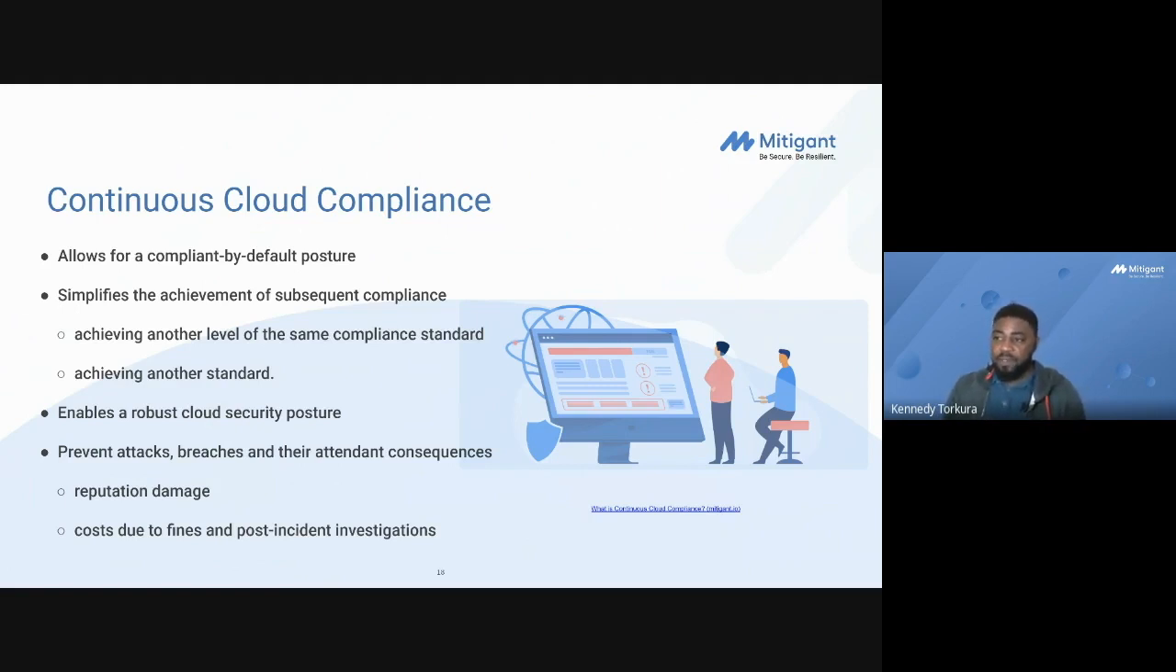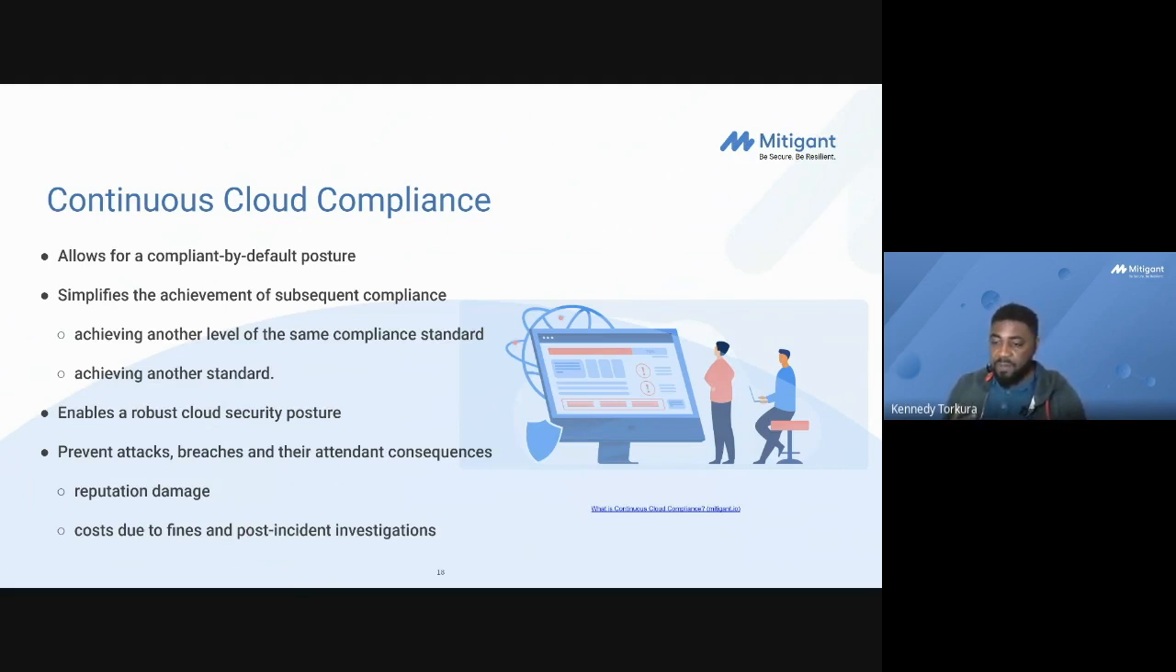So continuous compliance is aligned with the DevOps strategy that we hear today. We have continuous integration, we have continuous development, because you want to continuously deploy your applications. You want to continuously serve customers. You want to be agile, and this method of being agile is what continuous cloud compliance presents. You want to have a compliant by default posture, meaning that at every point in time you are continuously checking how compliant you are with one or more compliance benchmarks.